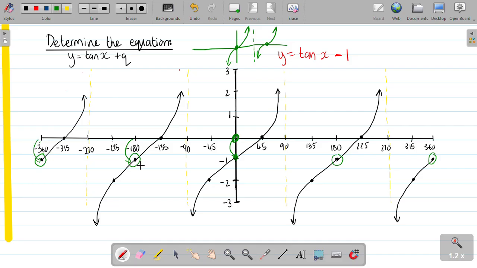So usually if it was just the graph of tan of x, I don't know if you can hear my cuckoo clock, sorry about that.